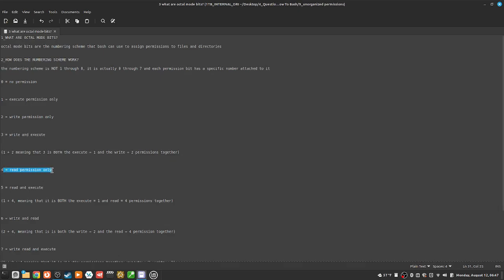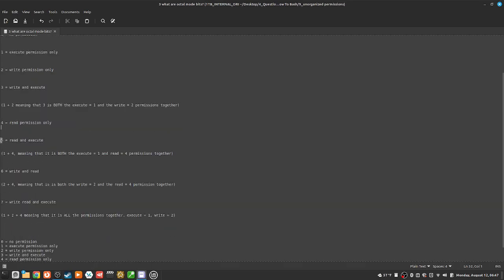4 is read permission only. 5 is read and execute, because that means 1 plus 4, meaning that it is both the execute equals 1 and the read equals 4 permissions together. 6 is write and read, so 2 plus 4, meaning that it is both the write equals 2 and the read equals 4 permissions together.